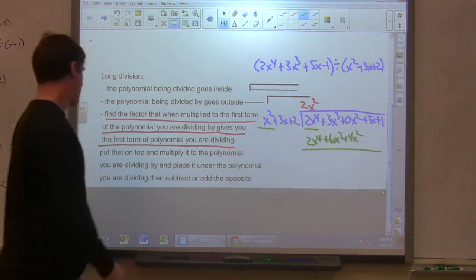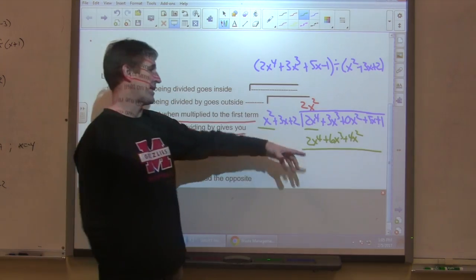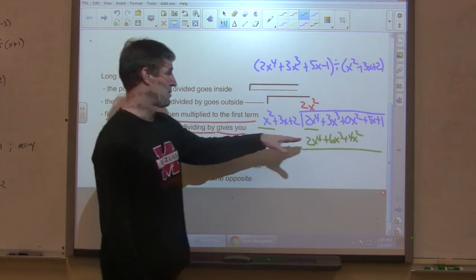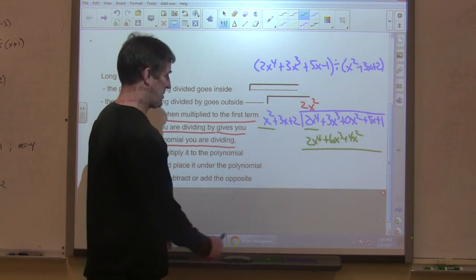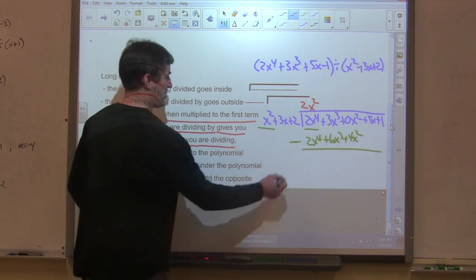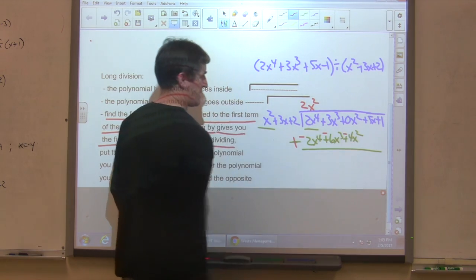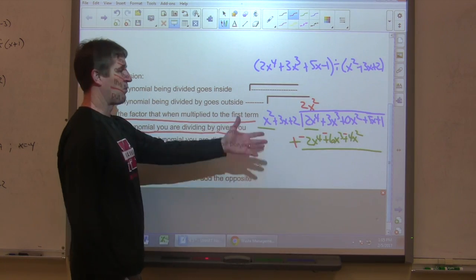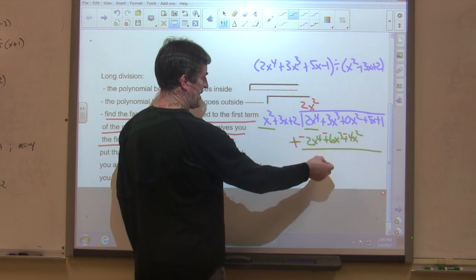So now when we get this, just like we did before with the long division, we subtract. Now the only thing is, you can subtract this whole thing, but again, remember subtraction is the same as adding the opposite. So since I'm going to subtract this, my suggestion would be to change it to addition and change all the signs. You can subtract if you want, I just think it's easier to do this way. So now we add these together.